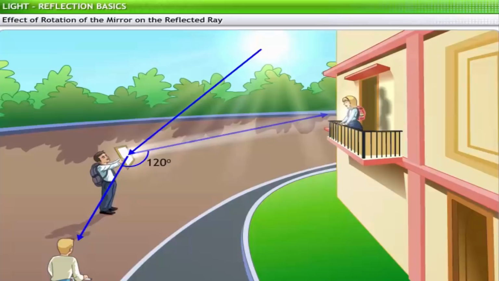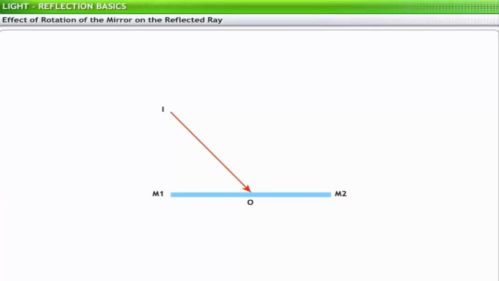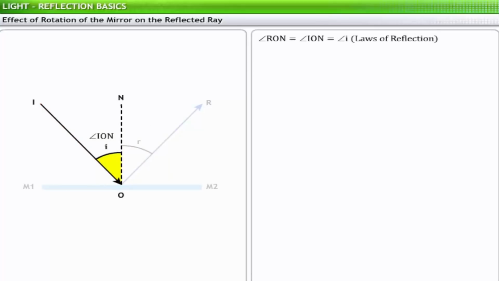To solve this problem, let us see what happens to a reflected ray when a mirror is rotated through an angle. Consider a ray of light, IO, incident on a plane mirror in position M1, M2, such that OR is the reflected ray and ON is the normal. Therefore, based on the laws of reflection, angle RON is equal to angle ION, which is the angle of incidence I. Therefore, angle IOR is equal to twice the angle of incidence.